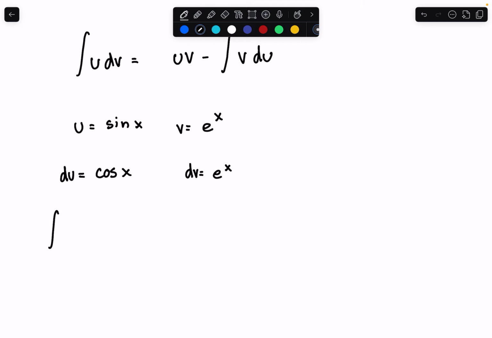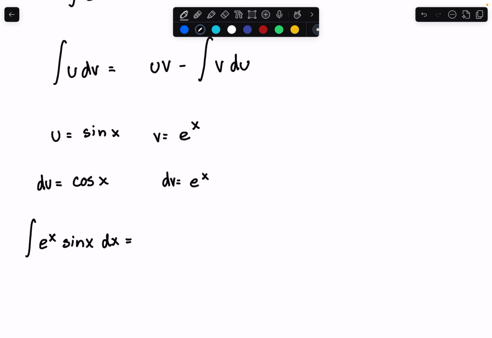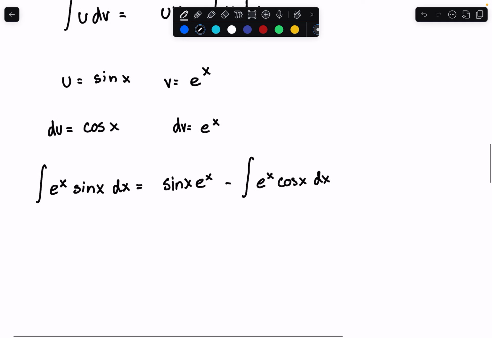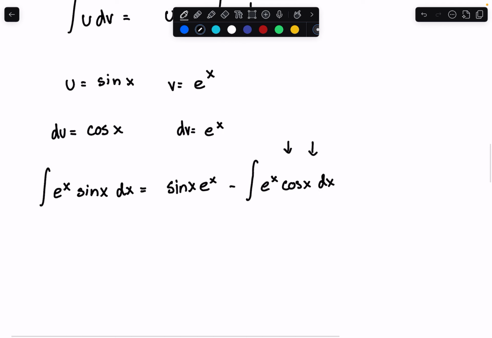We get the integral of e to the x sine x is equal to u times v, which is sine x e to the x, minus the integral of v du, e to the x cos x. Now, it doesn't seem like we've made a lot of progress, but this is a different function, so we're going to try again. We're going to use integration by parts again.